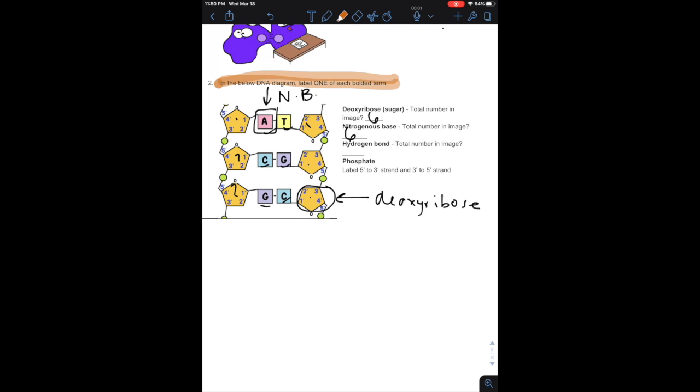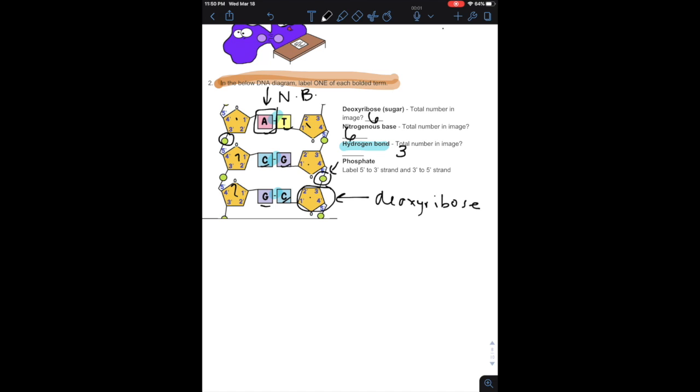Hydrogen bonds. Where do you find hydrogen bonds? You find them in between the nitrogenous bases. So hydrogen bonds, there are 1, 2, 3 of them. And phosphate. These are representing the phosphate.